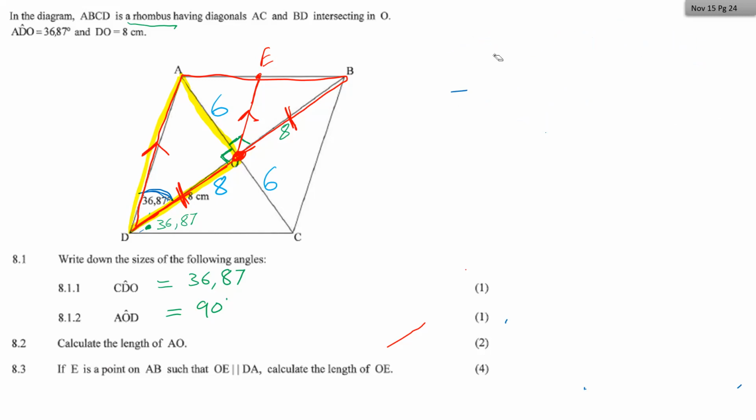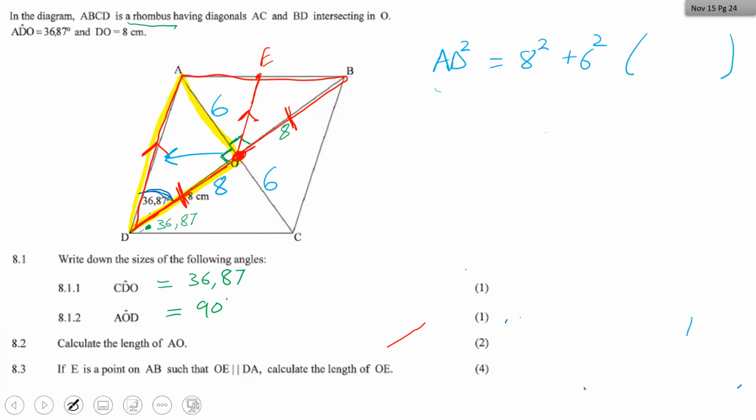All right, so we're going to go into the yellow triangle that you see. And then we're going to say AD squared. The side opposite the right angle is the hypotenuse, so AD squared is equal to 8 squared plus 6 squared. And remember, for any exam, you must write a reason. If you don't write a reason, you lose a mark. So you're going to say Pythagoras.